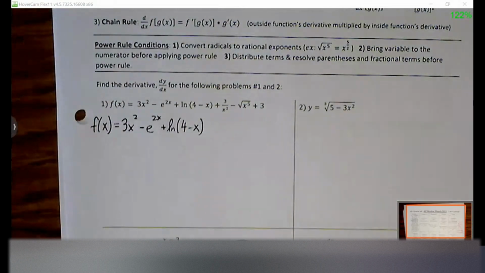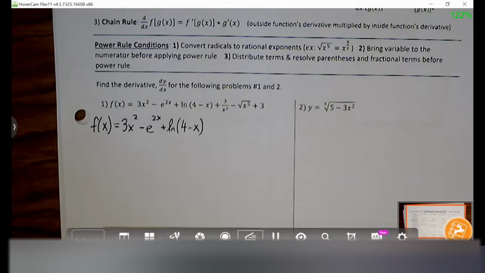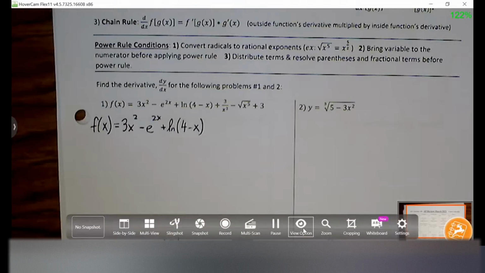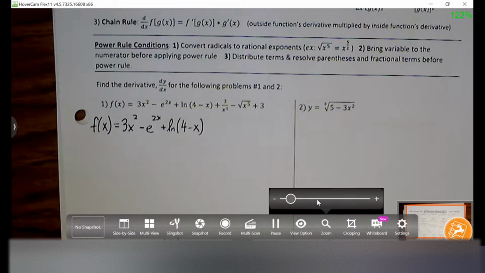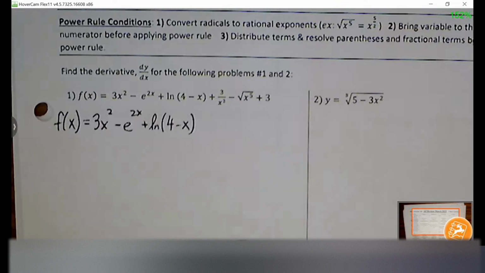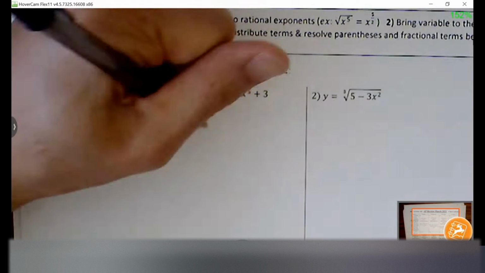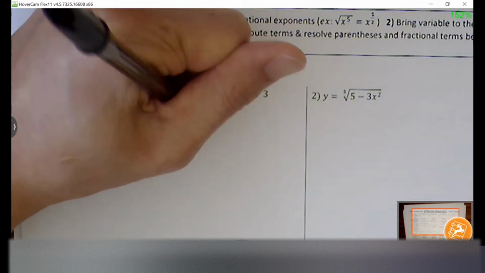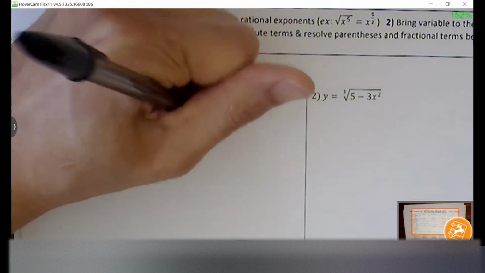But when I reach that 3 over x squared, how would you rewrite that? X to the negative. Good, yeah. So we've got to bring that x up to the top, because that x squared in the denominator is out of place, at least for us wanting to apply power rule.